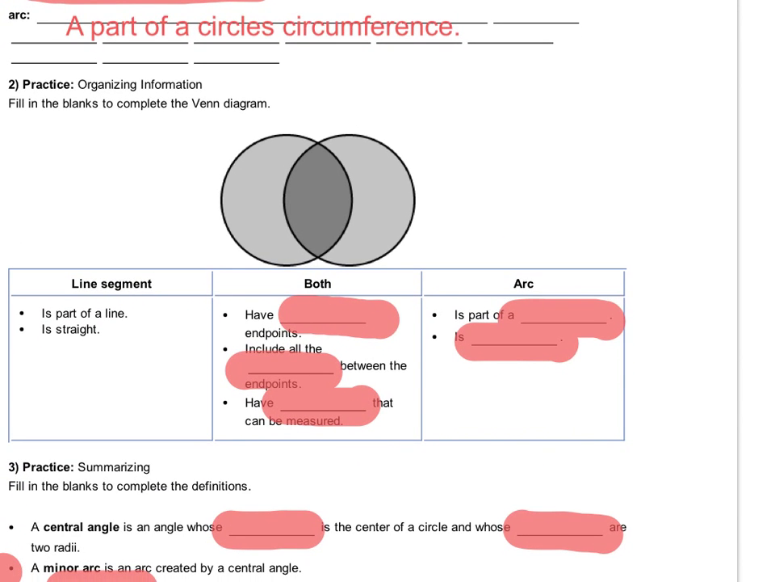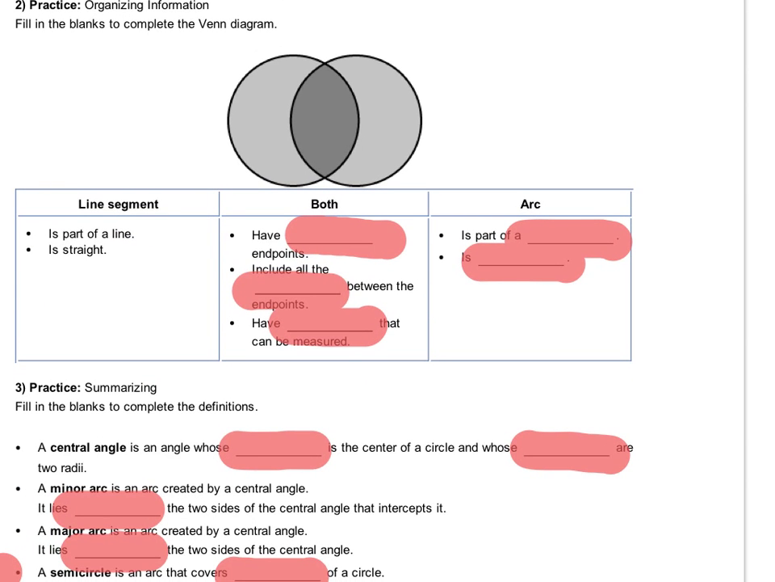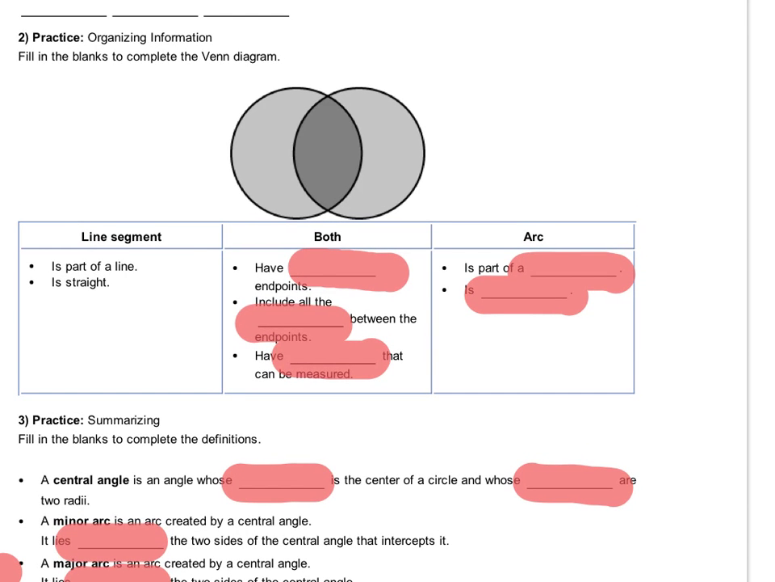So fill in the blanks. A line segment and an arc, what they have in common. A line segment is part of a line. It is straight. An arc is actually part of a circle. So that's what goes on this line here. And it is actually curved where a line segment is straight.